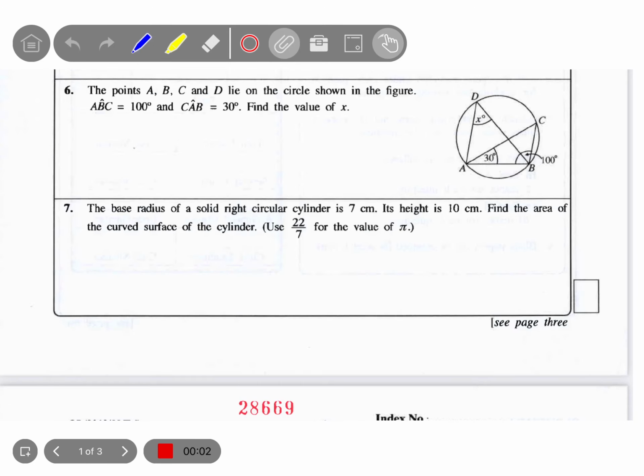Question number 6. Okay, the points A, B, C and D lie on the circle shown in the figure. ABC is 100 degrees, and as you can see they have marked ABC as 100 degrees there, and CAB is 30 degrees. Find x. So first of all, this is a theorem.